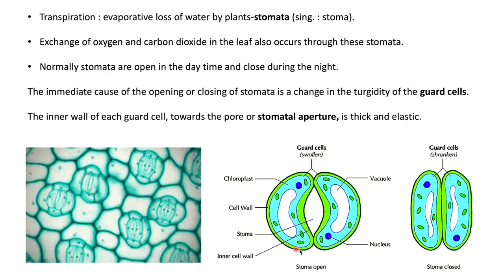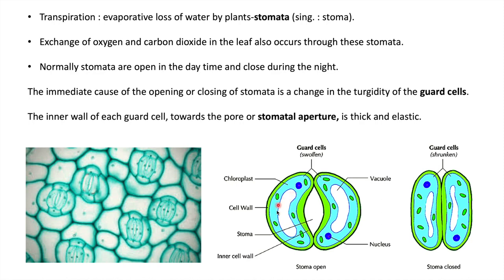This is the structure of a stomata and this is a guard cell. You can see these two guard cells. When we stain leaves, you can see the stomata. This is actually how a stomata looks on leaves. This is the cartoon of the stomata. The various parts of the stomata are: this is the chloroplast, this is the thin outer cell wall, and the inner part is called the stoma or stomatal aperture, and the inner cell wall is thick and elastic in nature.